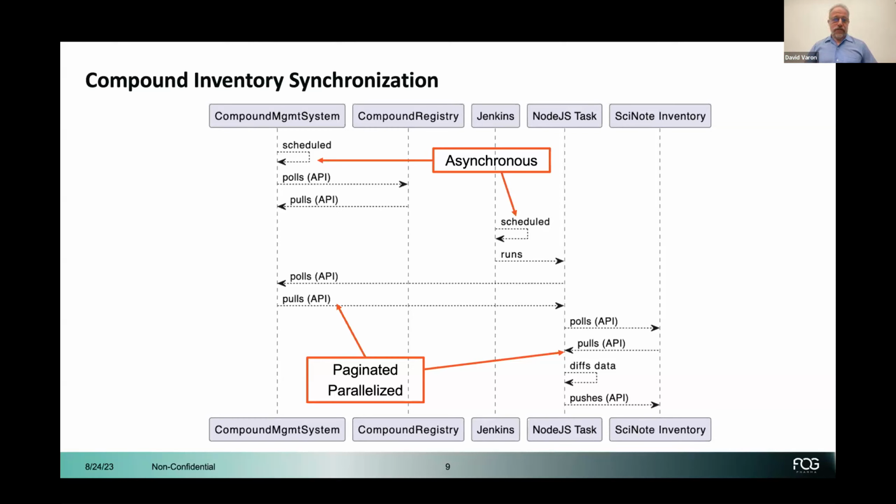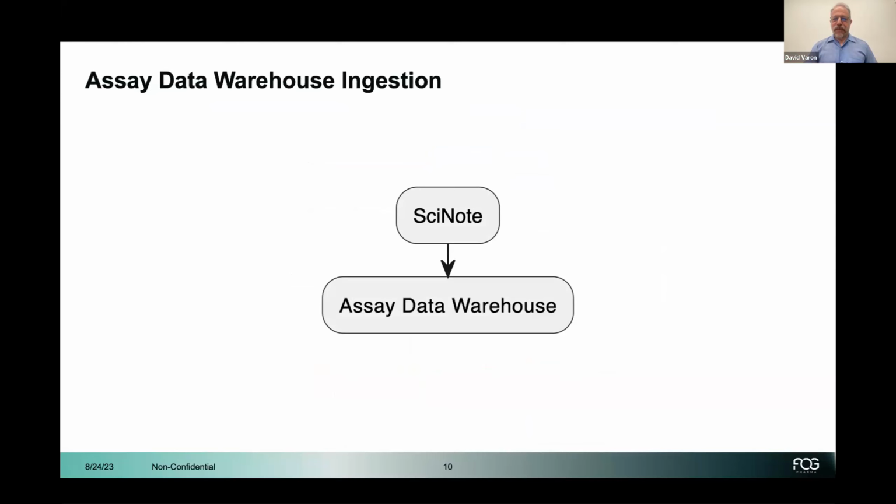And it works great. One thing I would note is you have to remain aware of performance issues. You don't want to hammer your system with API calls. So sometimes you've got to throttle down so you don't send 10,000 requests in 2 seconds, and then things stop working, and you go, huh? Assay data warehouse ingestion, also very simple, as the diagram indicates.